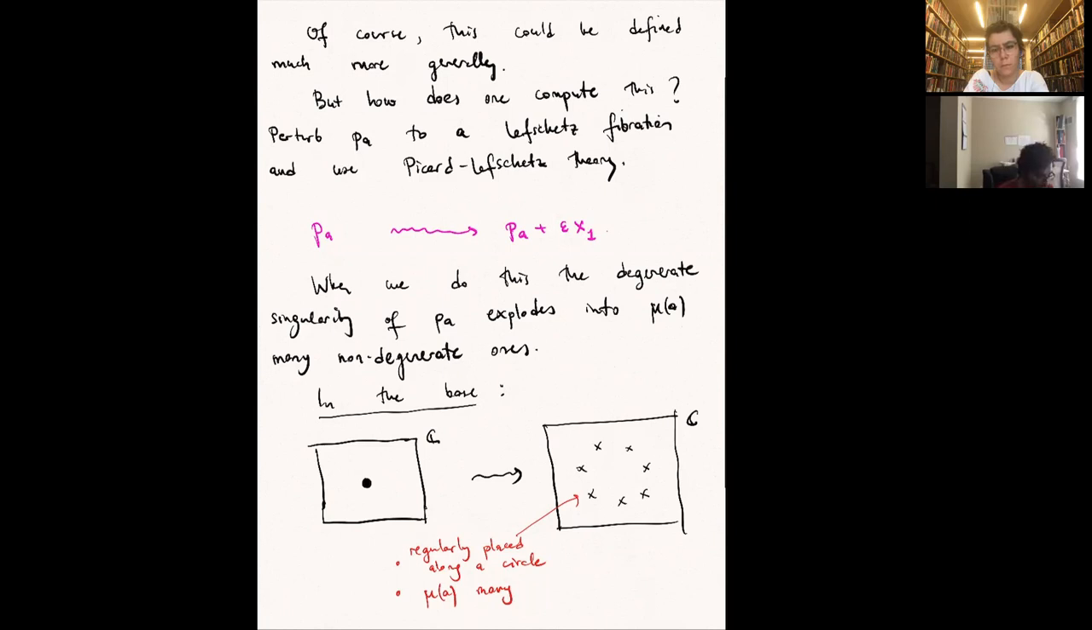Okay, so P_A, considered as a map from C^n to C, had just one singularity. Once you turn on this perturbation, this explodes into multiple non-degenerate Morse type singularities. This mu_A is a number that you can explicitly compute, and it's called the Milnor number. So how many non-degenerate singularities this explodes into is some measure of how complicated the original singularity was.